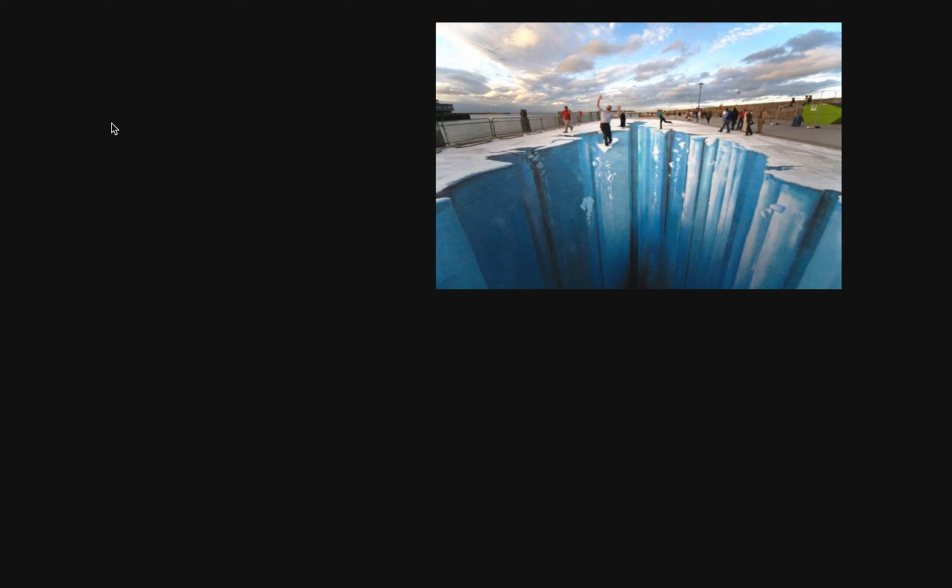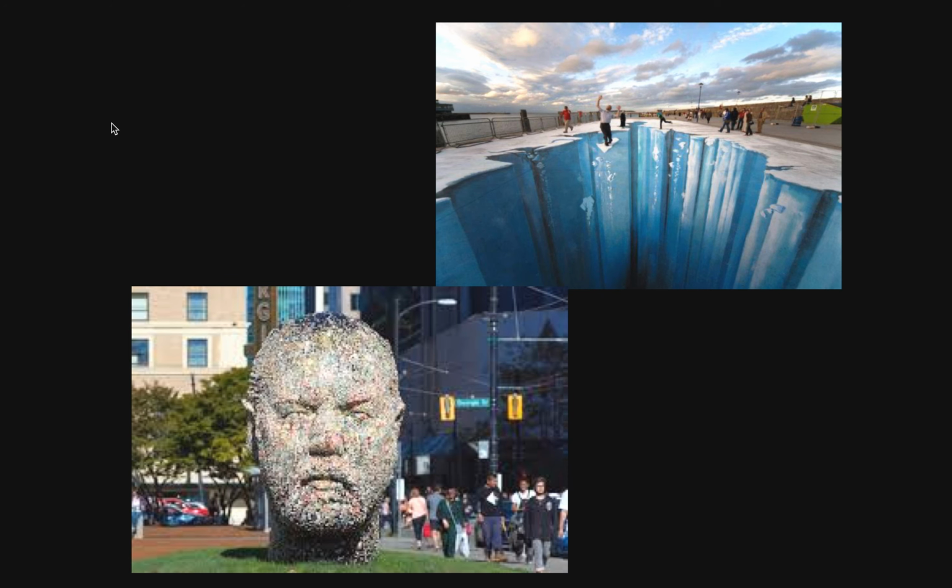Again, the artist had to work 2-dimensionally because they're working on a flat surface. They're working on the ground, but they had to think about how this was going to be in the space it's in, how people were going to interact with it. Now here's a better example. This is a bust. A bust is something of the head.